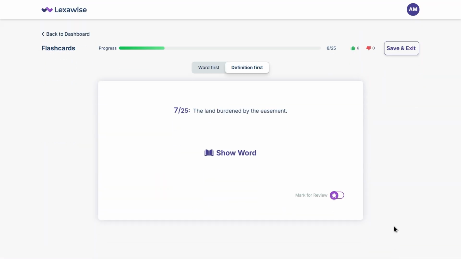This property serves someone else's needs. The land burdened by the easement. What do we call the property that bears the burden?